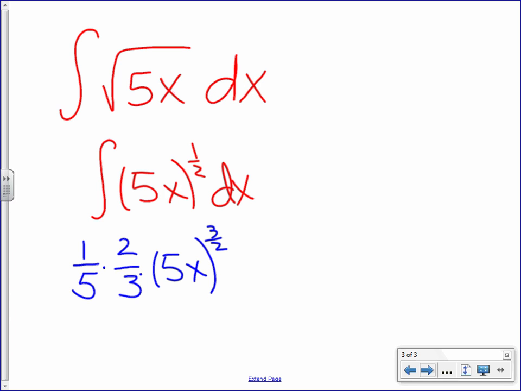Wait, where's the 1/6 from again? You took the antiderivative of the outside, now we're taking the antiderivative of the inside. Like if we had 5x, our derivative would be 5, right? So, maybe that's not necessarily what I want to see. How about this?